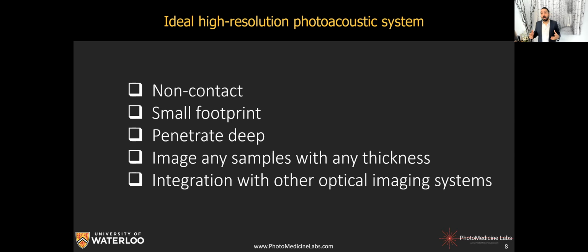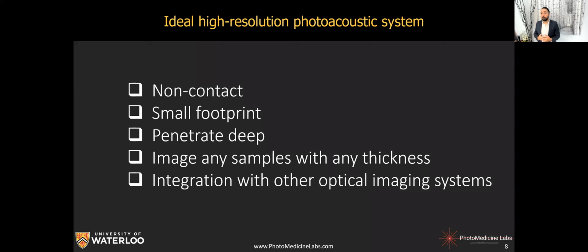We want to be as small as possible when it comes to footprint. Ideally, we want to make microendoscopy systems, so we can take this very high resolution imaging modality inside body cavities and be able to image. So that bulky ultrasound transducer doesn't really help.